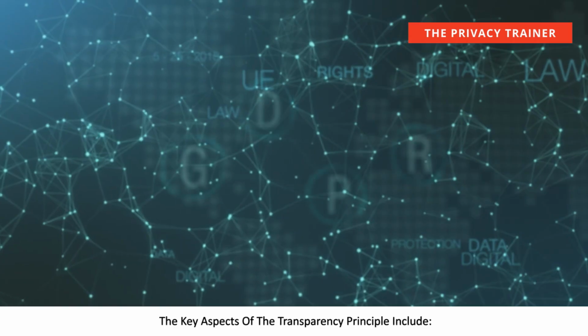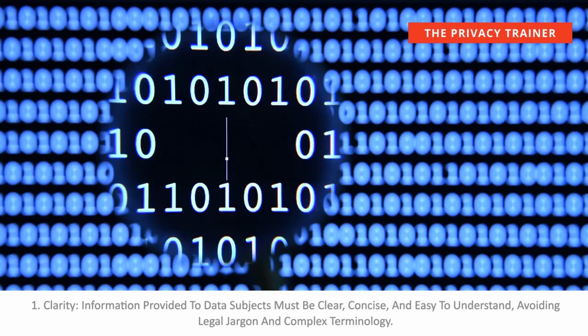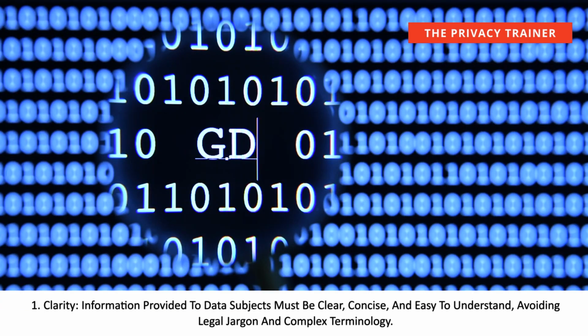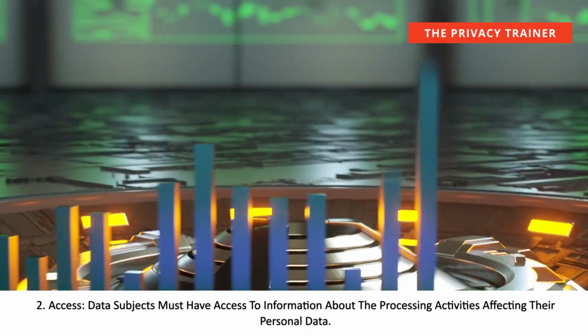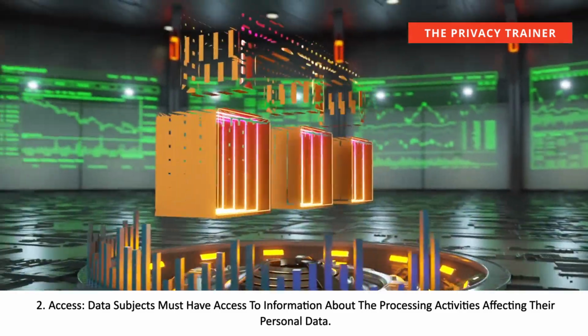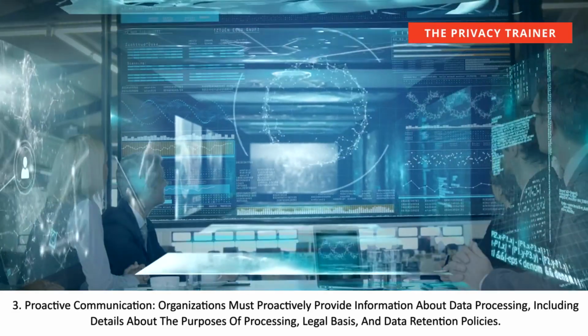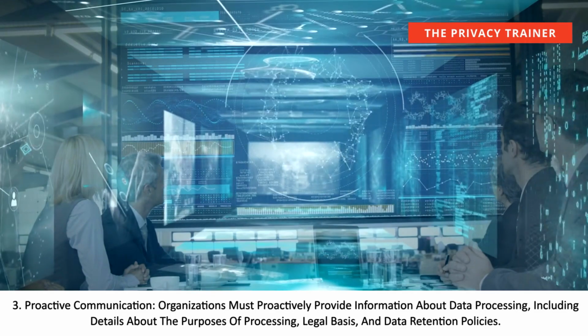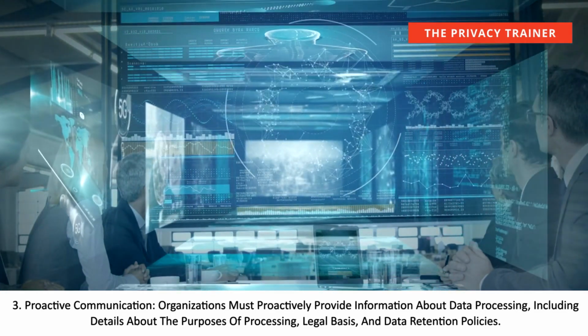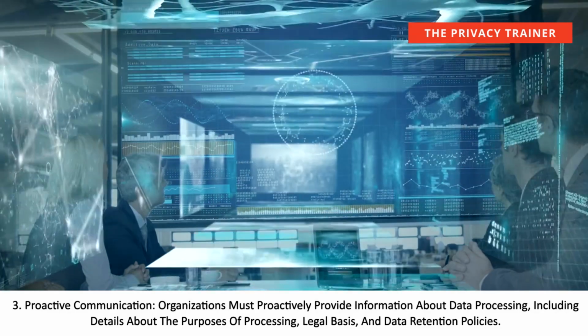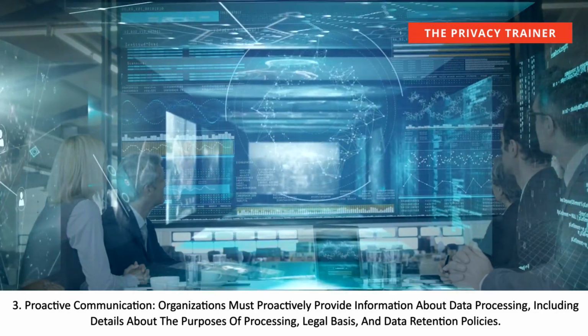The key aspects of the transparency principle include: 1. Clarity. Information provided to data subjects must be clear, concise, and easy to understand, avoiding legal jargon and complex terminology. 2. Access. Data subjects must have access to information about the processing activities affecting their personal data. 3. Proactive communication. Organizations must proactively provide information about data processing, including details about the purposes of processing, legal basis, and data retention policies.